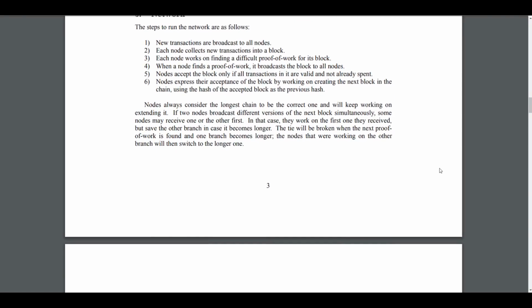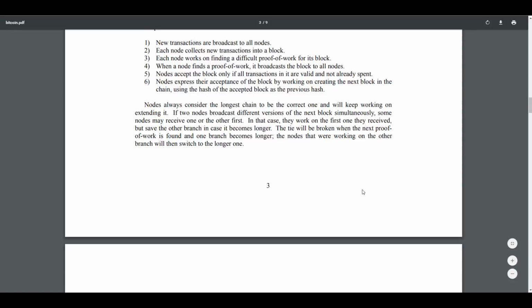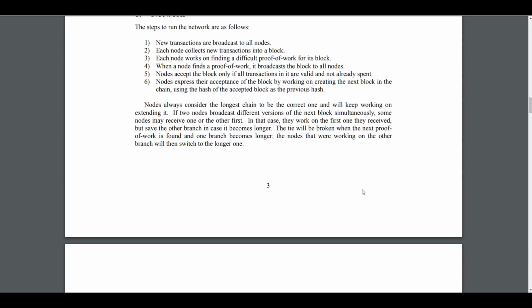Nodes always consider the longest chain to be the correct one, and will keep working on extending it. If two nodes broadcast different versions of the next block simultaneously, some nodes may receive one or the other first. In that case, they work on the first one they received, but save the other branch in case it becomes longer. The tie will be broken when the next proof of work is found and one branch becomes longer. The nodes that were working on the other branch will then switch to the longer one.